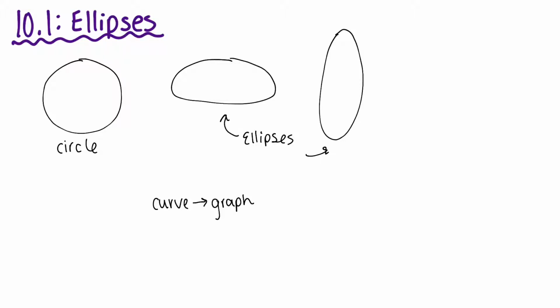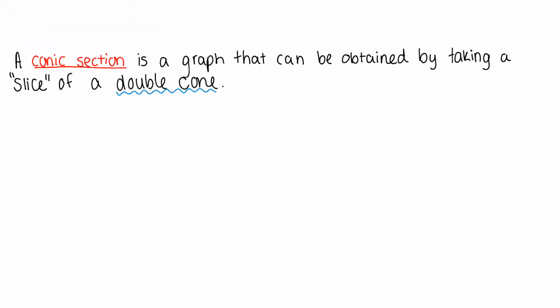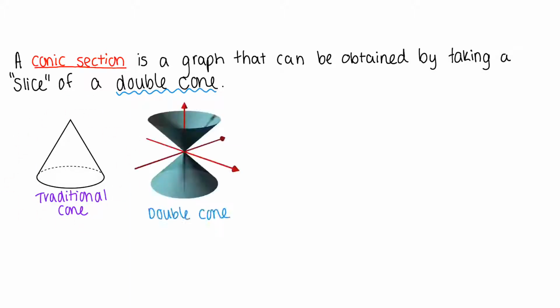So we're going to talk first about conic sections. A conic section is going to be a graph obtained by taking a slice of a double cone. I'm going to use the word cone instead of double cone, but a cone would be this. This is a traditional cone. This is not the type of cone we're going to be talking about. A double cone is the cone that the term conic sections comes from. So a double cone extends out in both directions.